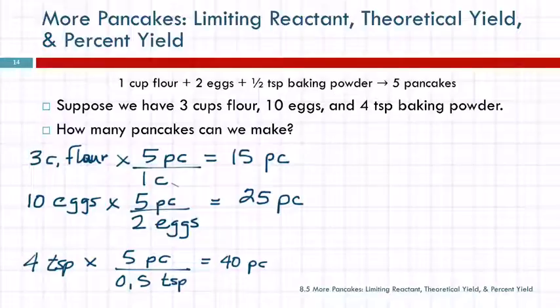Why can we only make 15? Because we run out of flour when we make 15. You can't continue making pancakes if you don't have flour. Right?